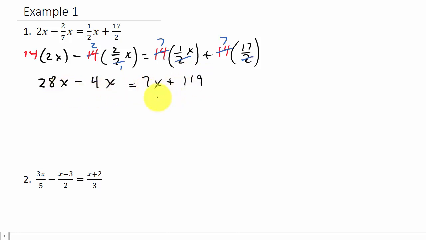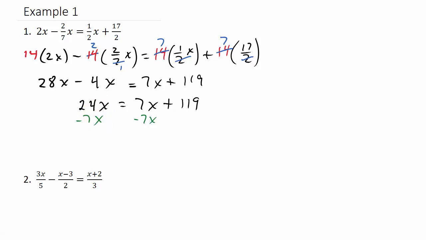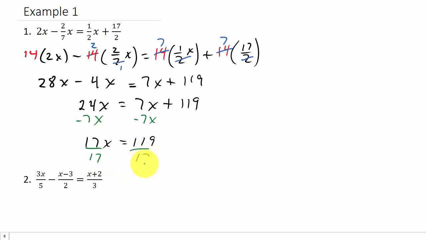And now we solve for x. Now we have just a simple equation to solve. This is going to give us 24x, since 28 minus 4 is 24, equals 7x plus 119. Then we'll subtract 7x from both sides. That's going to leave us with 17x equals 119. Then we divide both sides by 17, and x is equal to 7.